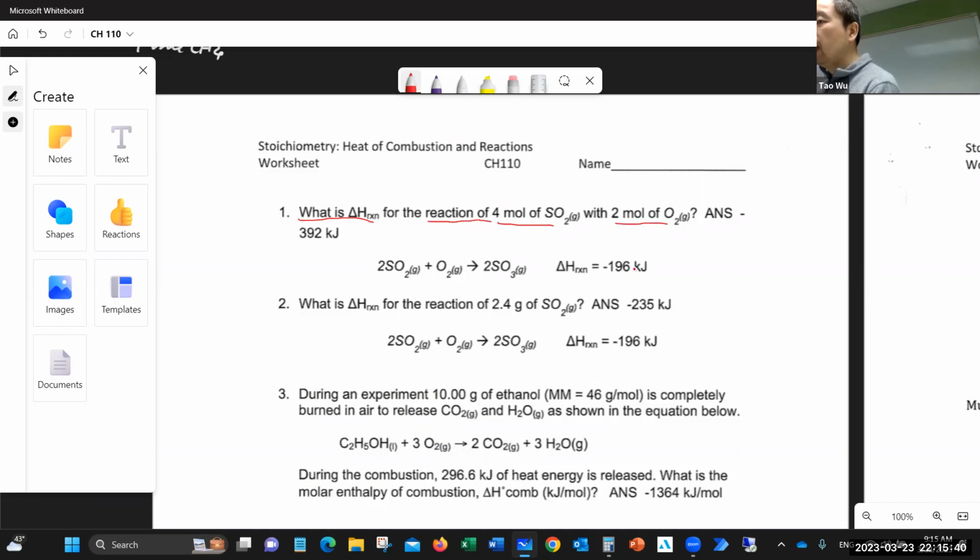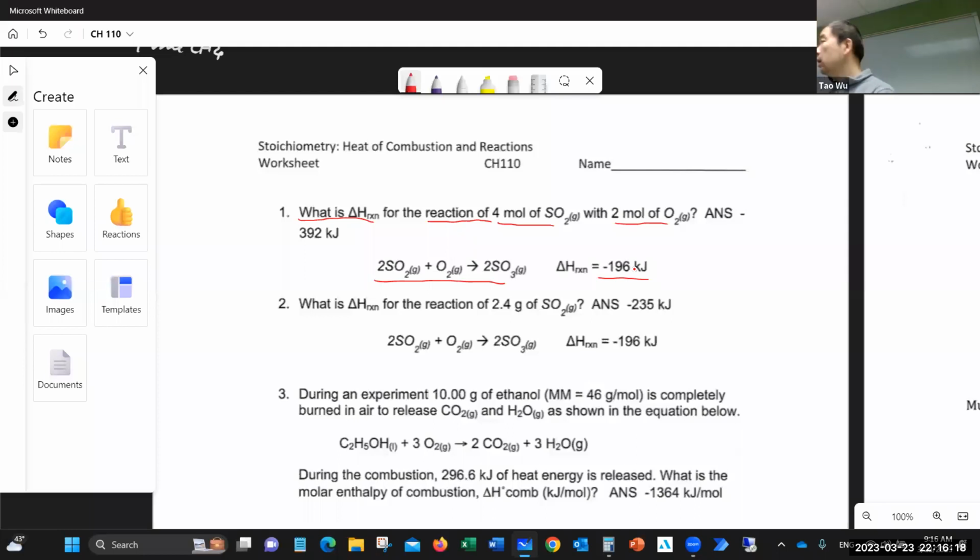Okay, so if you look at this, 4 moles of SO2 and 2 moles of oxygen are completely reacted, and then they are going to generate the SO3. And we have the equation, and we have these numbers shown over here. The meaning of this is, if we use up 2 moles of SO2 reacting with 1 mole of O2, then they're going to produce 2 moles of the SO3, and meanwhile they're going to produce that much heat. So if we use 4 moles of SO2, we should double this.